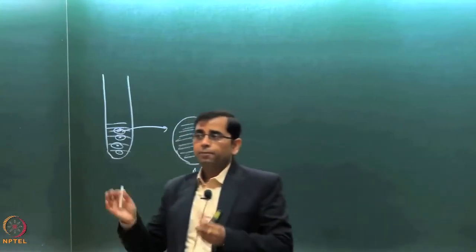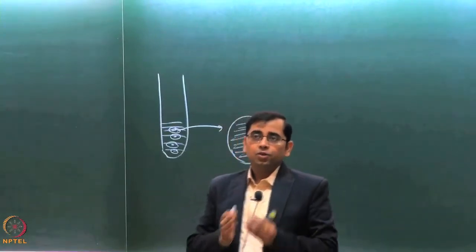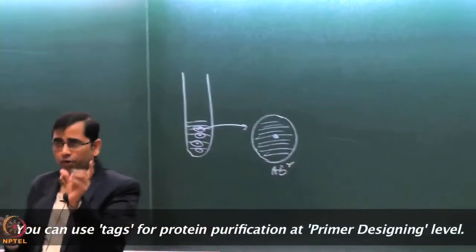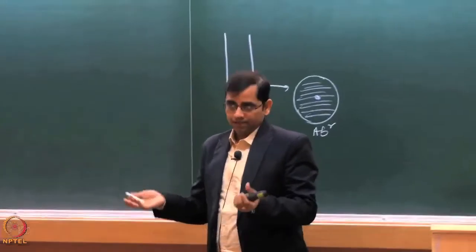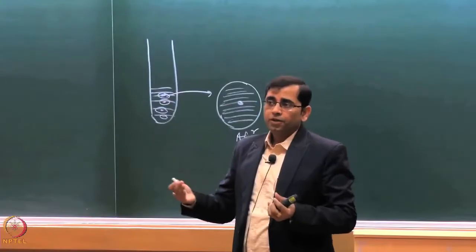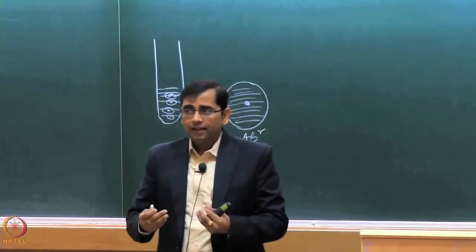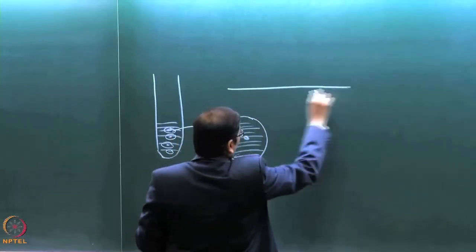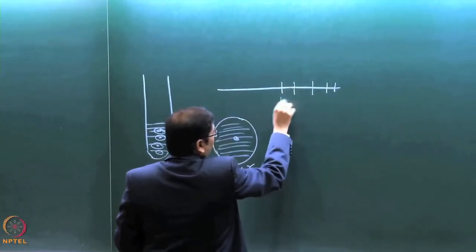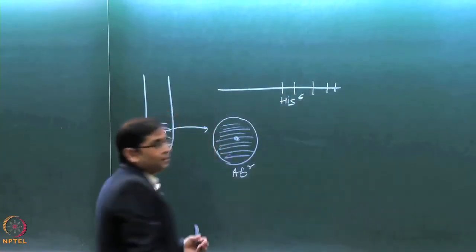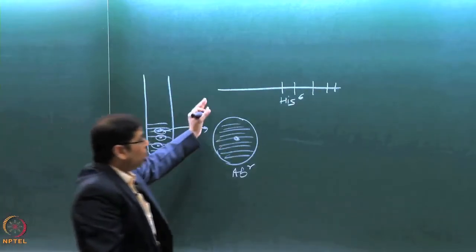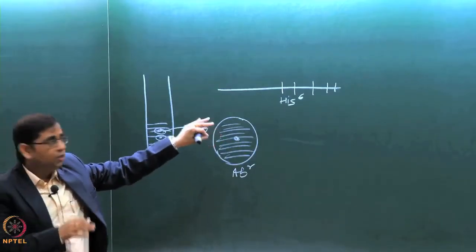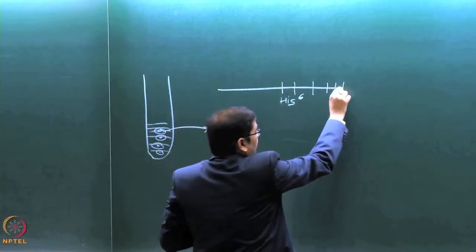Now at the time of primer designing, let's imagine that you had a short nucleotide sequence, and in that sequence you had introduced certain nucleotides which correspond to the amino acid histidine. People try to introduce some tags for the protein purification process. So let's say my gene sequence also has certain histidine tags which I have added at the primer designing level, and people sometimes use 6 histidines continuously. So now whatever protein is going to be produced, in addition to the native protein structure, you are also going to have certain histidines.